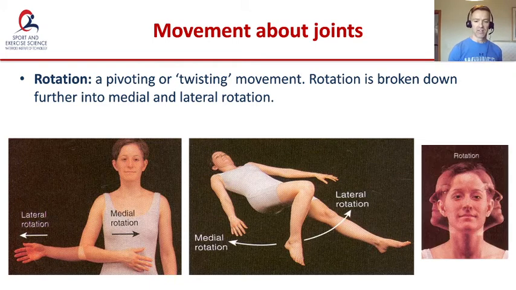It can also occur at the hip joint, and it can occur at the neck as well. Medial and lateral rotation are sometimes called internal and external rotation as well. So medial is internal rotation, something towards the middle or the inside. Lateral or external rotation is movement away from the midline or towards the outside.